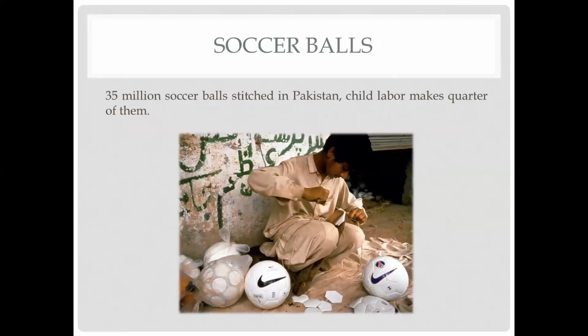Soccer balls. 35 million soccer balls are made in Pakistan. Child labor makes up a quarter of them. About half the world's soccer balls are made in Pakistan. Many children are working in bondage to their employers to pay off their parents' debt, thus they and their families are unable to escape their labor obligations, and due to long hours, children can't even go to school.